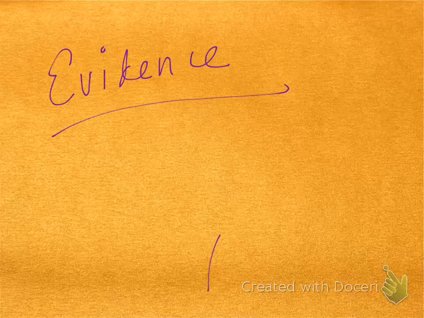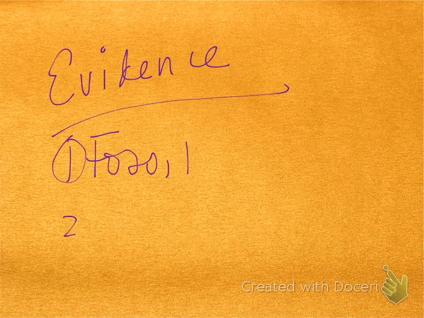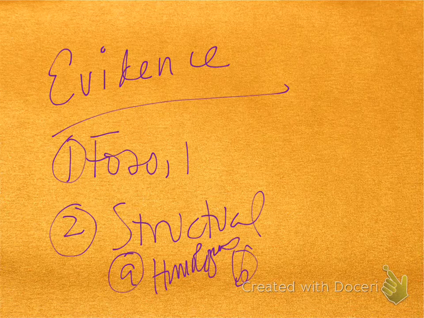For evolution, we've said there are three big parts, and number one was fossil evidence. Number two was structural evidence, and the structural has two big parts: the homologous structures, and now we're going to talk about vestigial structures. So let's get going with the vestigial structures.